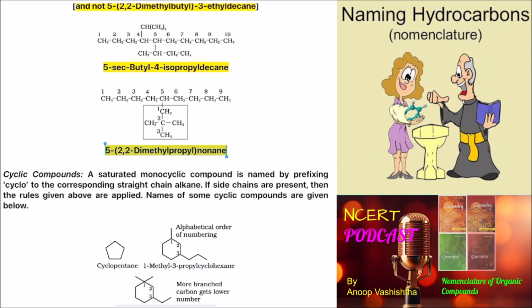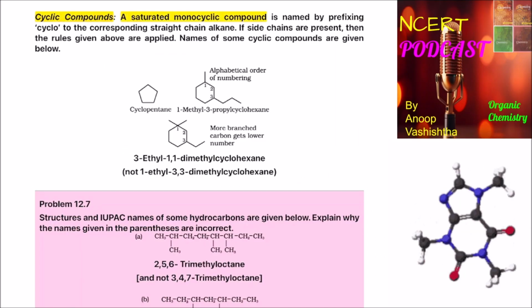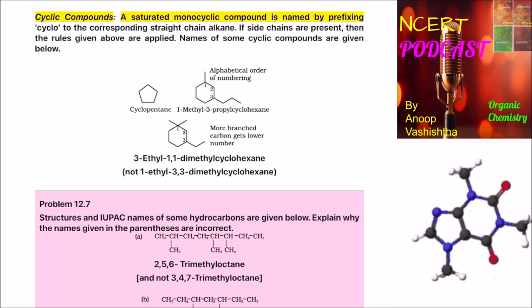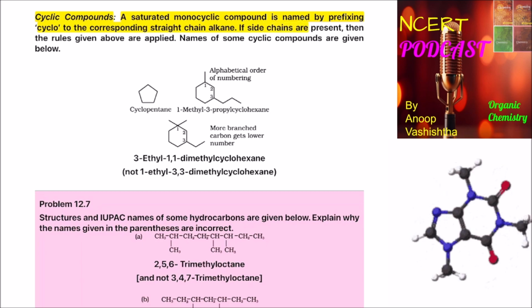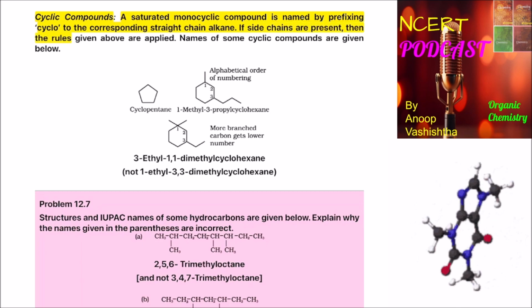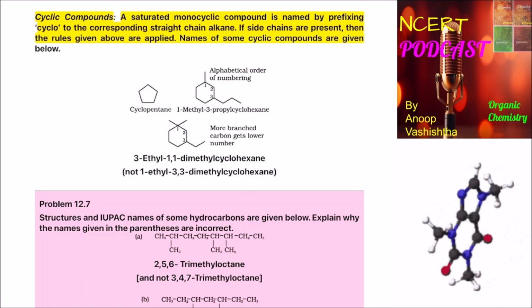5,2,2-dimethyl-propyl-nonane. Cyclic compounds. A saturated monocyclic compound is named by prefixing cyclo to the corresponding straight chain alkane. If side chains are present, then the rules given above are applied. Names of some cyclic compounds are given below.